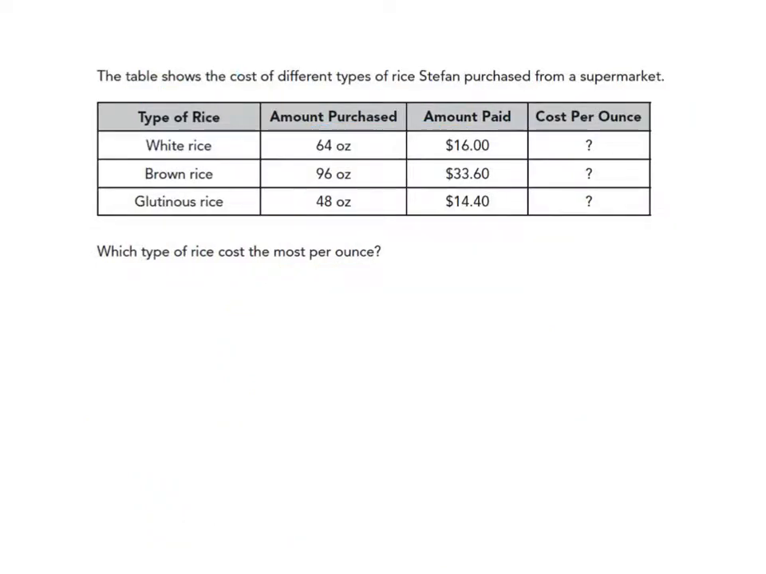If you can try this one, they want to find which type of rice costs the most per pound. They tell me that white rice is $16 for 64 ounces. Brown rice is $33.60 for 96 ounces. Glutinous rice is $14.40 for 48 ounces worth. My recommendation for this is to make sure you're using the calculator and to find the unit rate of each. Pause the video here and then we'll go over it.